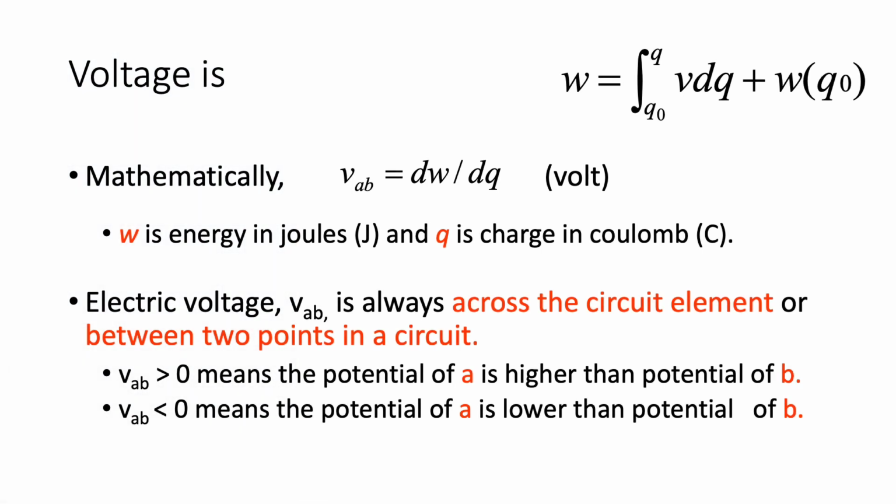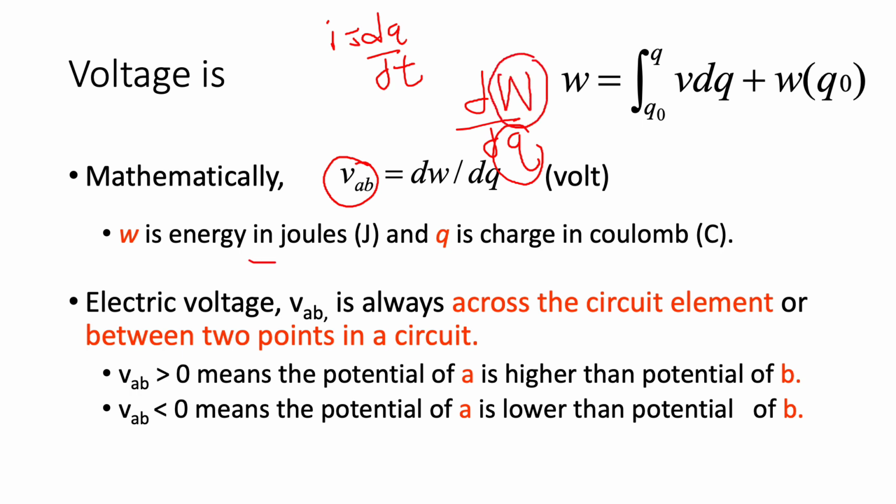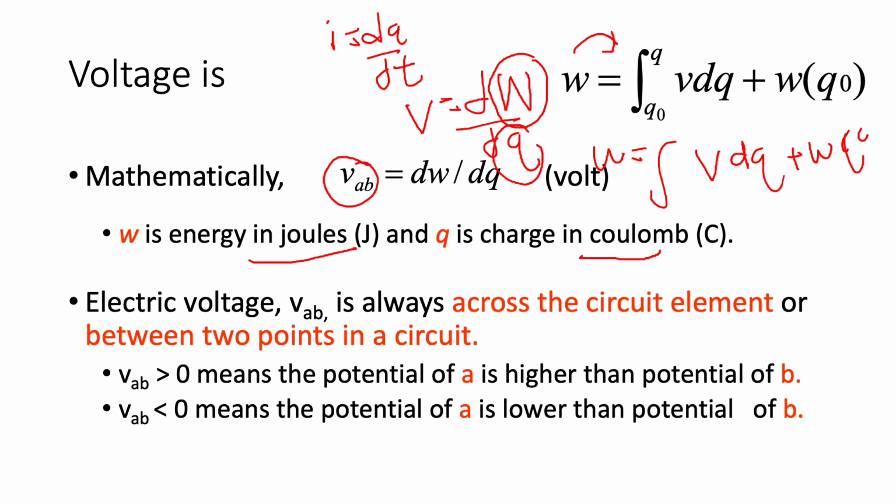Let's see the formula. If you recall just now, the current is I equals dq over dt. But now we are moving to the voltage. What is actually voltage? Voltage is the differentiation of the energy over the charge. The energy, we call this in joules, and the Q here is in coulomb. But how do you find the energy? You just integrate this equation. So W equals the integral of V dq plus the initial condition.